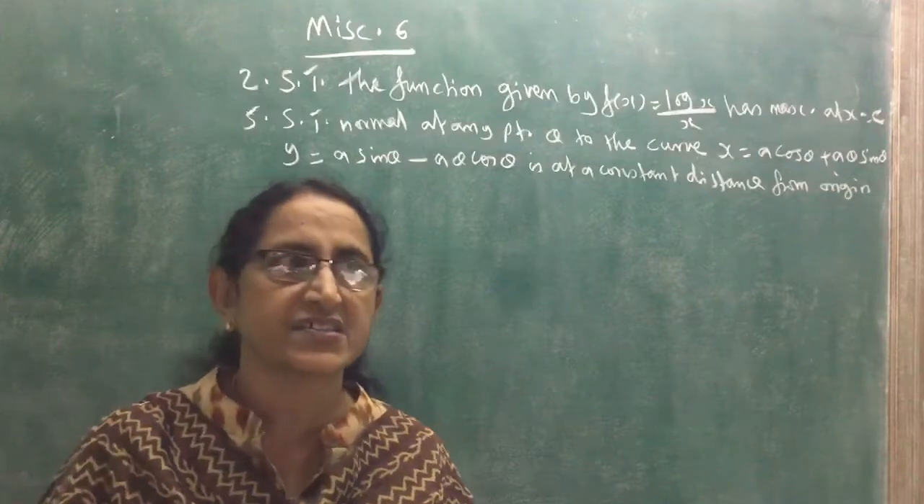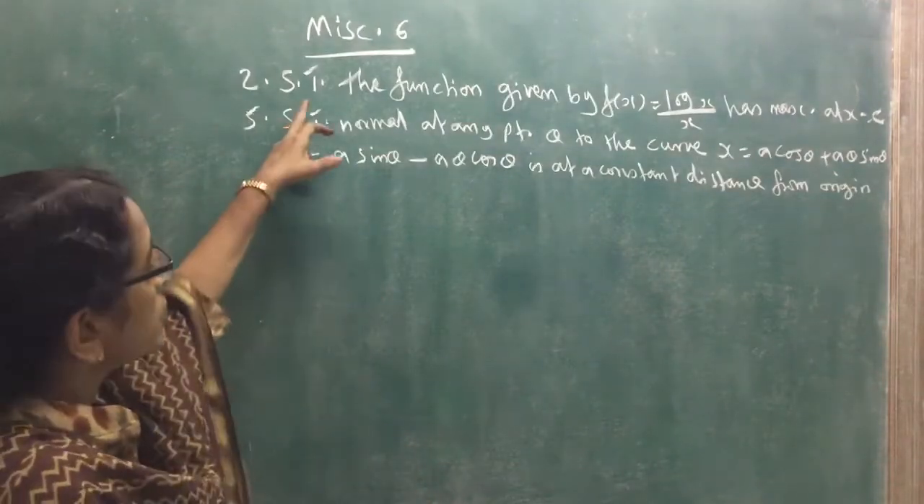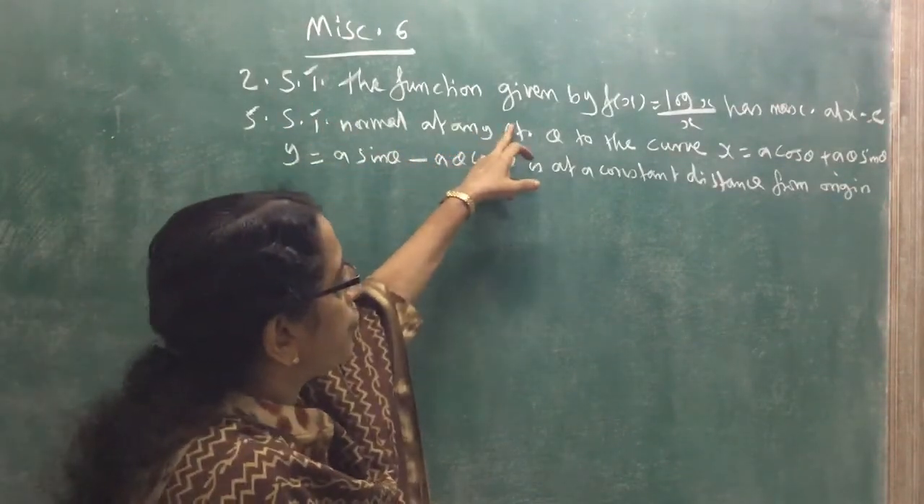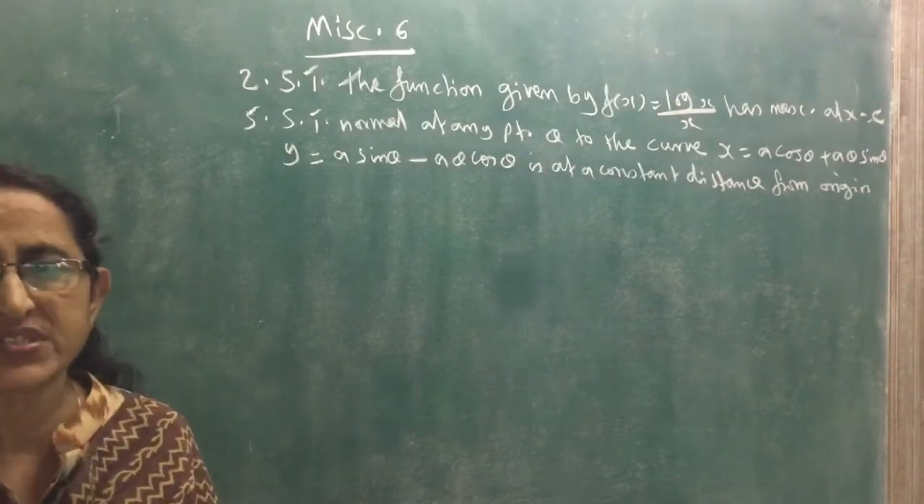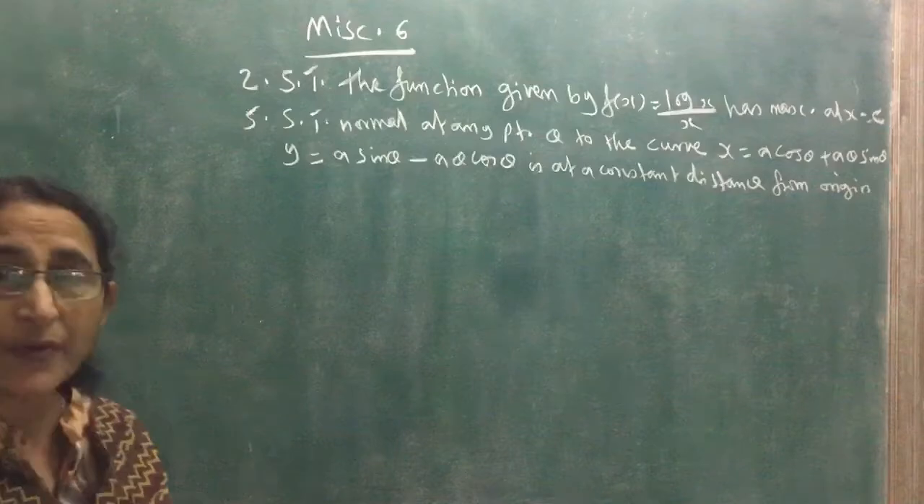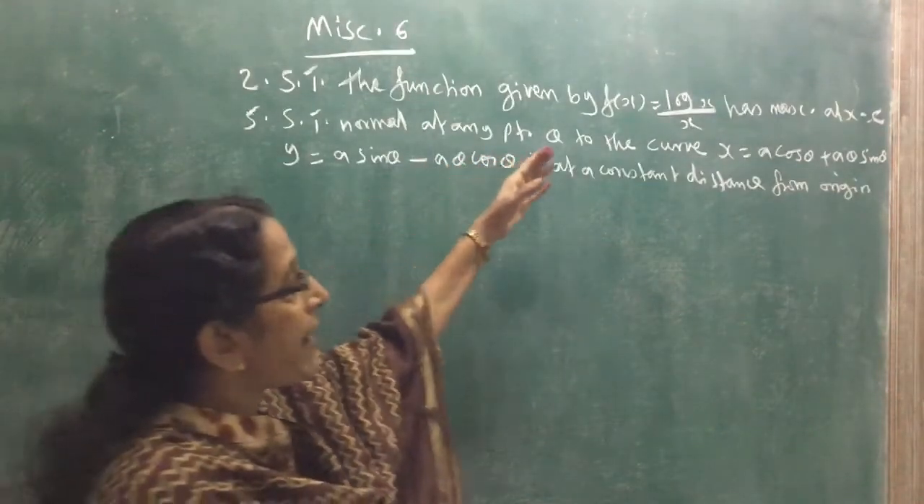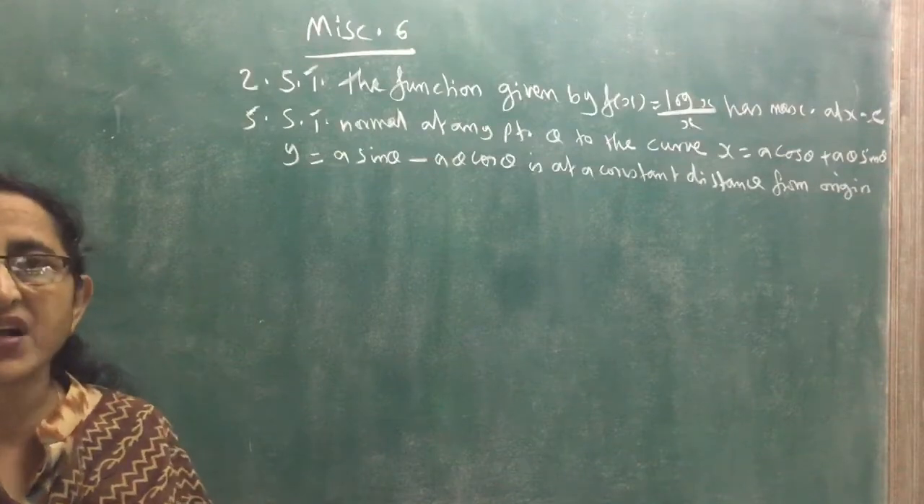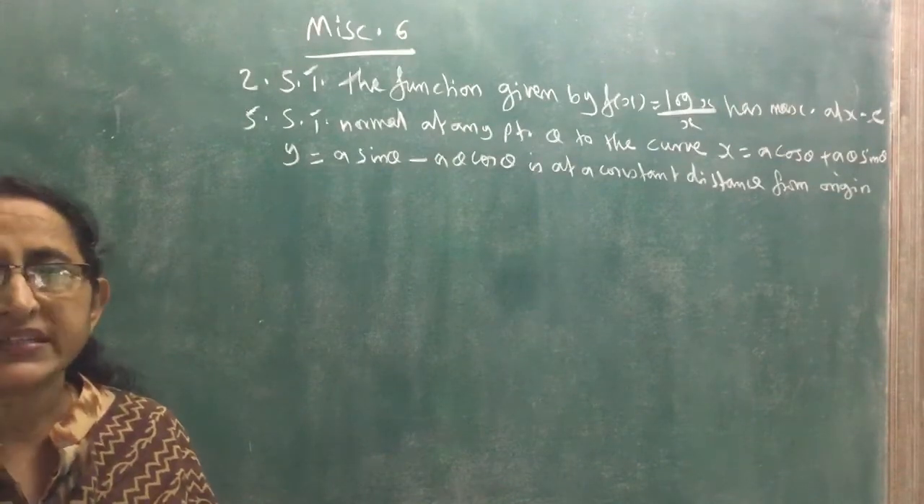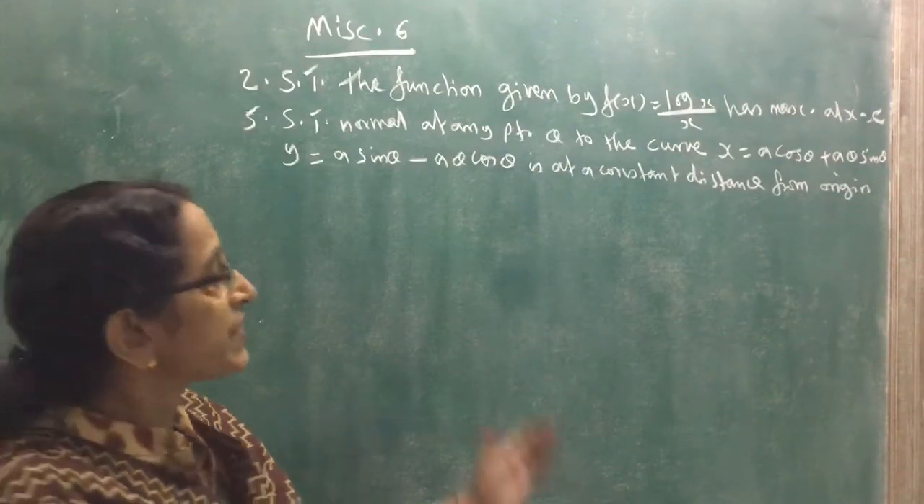Miscellaneous exercise 6, second one. Show that the function given by f of x equal to log x by x has maximum at x equal to e. We have to show that this function has maximum value at x equal to e. We know when the function is maximum or minimum, then f dash x equal to 0. So we can find f dash x.